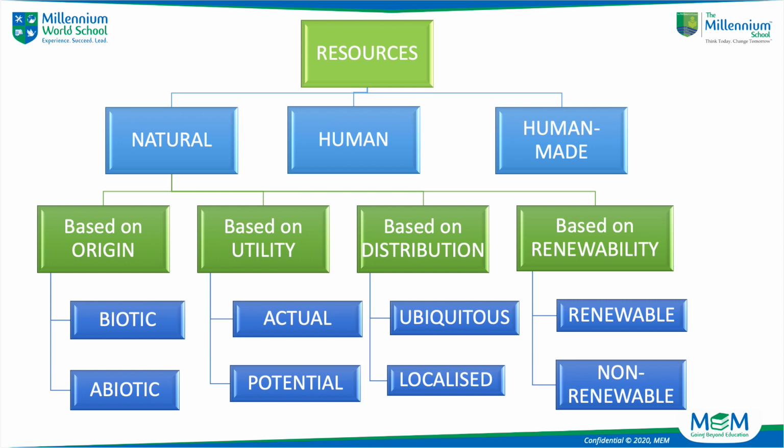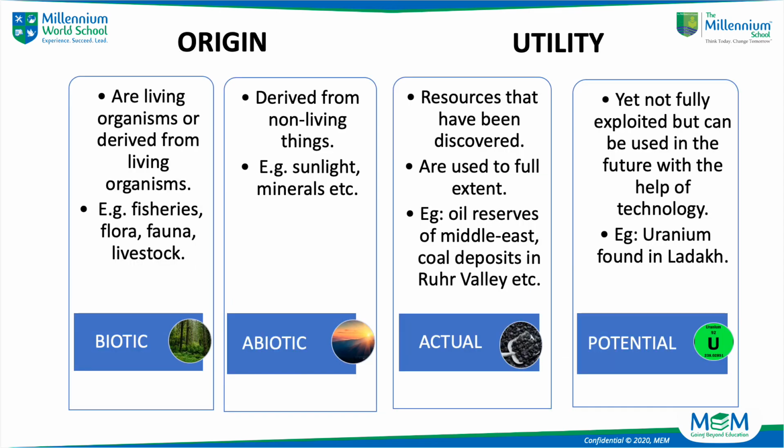As you all know, resources are classified into three: natural, human and human made. Now natural resources are classified into four based on their origin, utility, distribution and renewability. On the basis of origin, resources are divided into two: biotic and abiotic. Biotic resources are obtained from the biosphere and have life. They are fisheries, flora, fauna, etc.